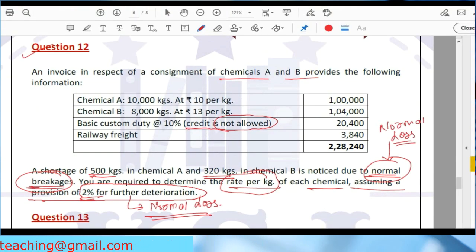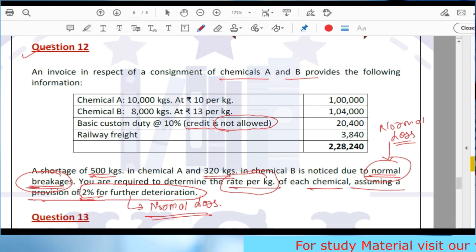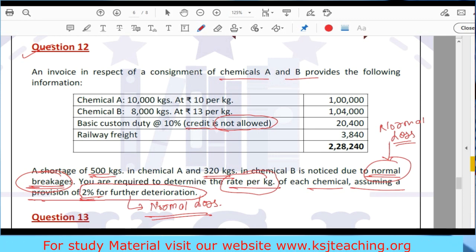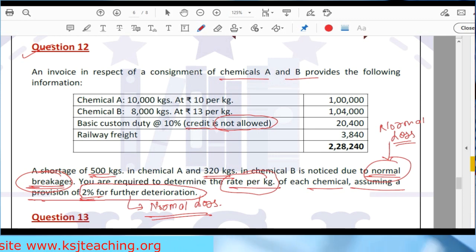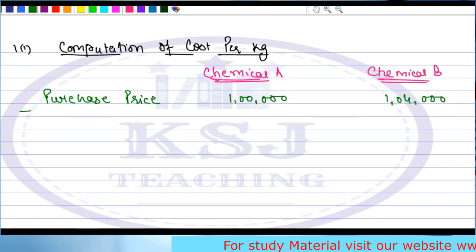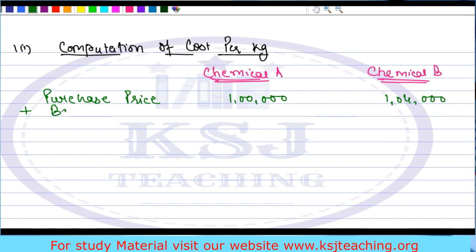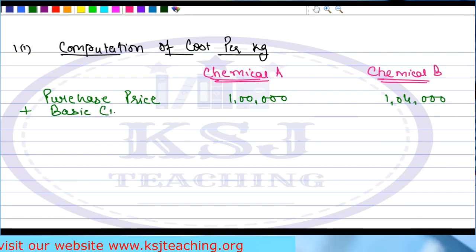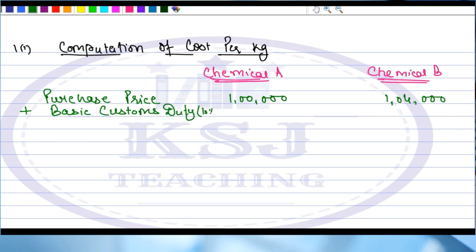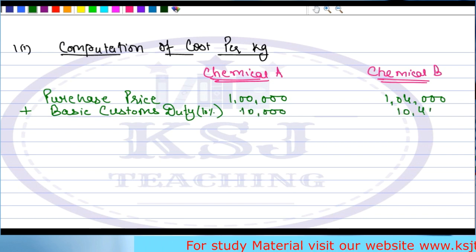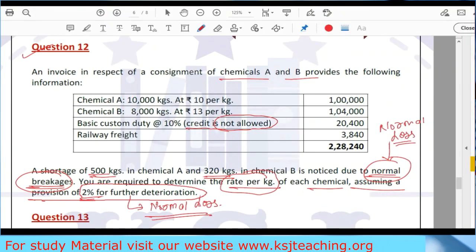What else do we have? We have the basic customs duty, and because the input tax credit is not allowed for this customs duty, that means it will form part of my cost. It is 10%. 10% of what? Sir, obviously the purchase price, right? So add basic customs duty, 10%. So this becomes 10,000 and this is 10,400. That means a total of 20,400 is given to us, right?